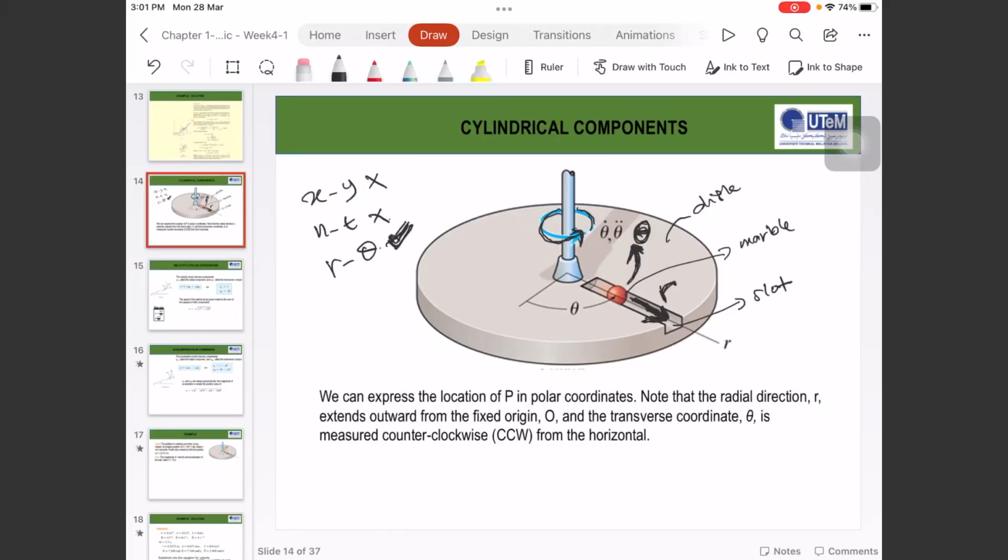So what is the V in theta direction? What is velocity in radial directions? Okay, and then what is acceleration in theta direction, and what is acceleration in radial directions? Okay, ni dah ada equation ni dah.